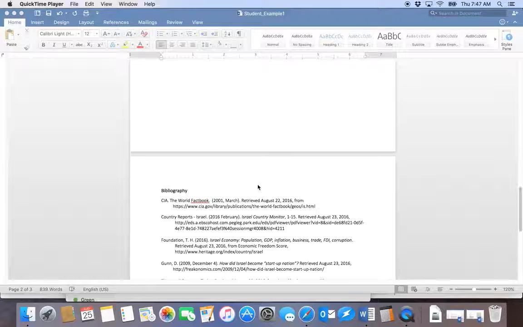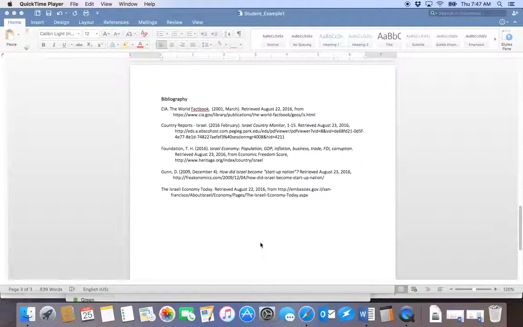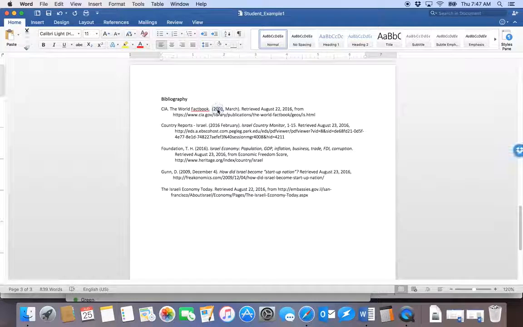And then the next thing I look at a lot of times is the bibliography or the APA reference page. Just a couple of things here. Make sure that your sources are in alphabetical order, which these are. And then just looking at these, my first thought when I see the CIA one here is that 2001 is a really old source, because a lot of things have changed in the last 15 years. I'm guessing that's actually not the date if I were to go to that website.